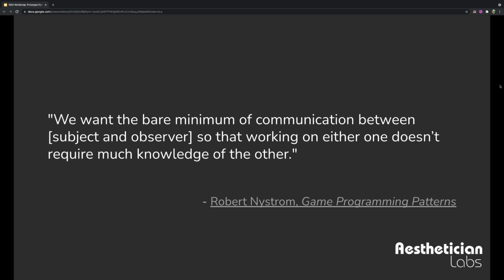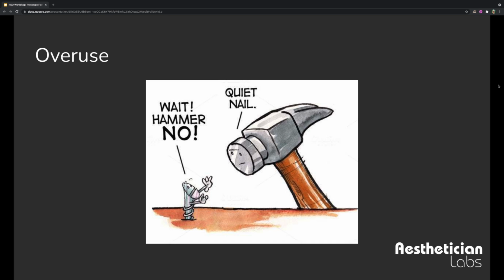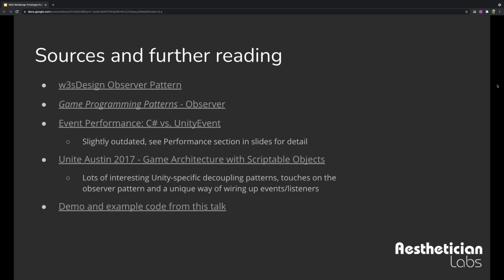He goes on to say that we want the bare minimum of communication between the subject and the observer so that working on either one doesn't require much knowledge of the other. So again, keep that as a rule of thumb. You really want the bare minimum of communication. There are some cases, but you want to try to avoid two-way communication. So to avoid just slapping everything into an event and annoying everybody else on your team because it's now impossible to debug or understand what's happening in your program, consider these rules of thumb.